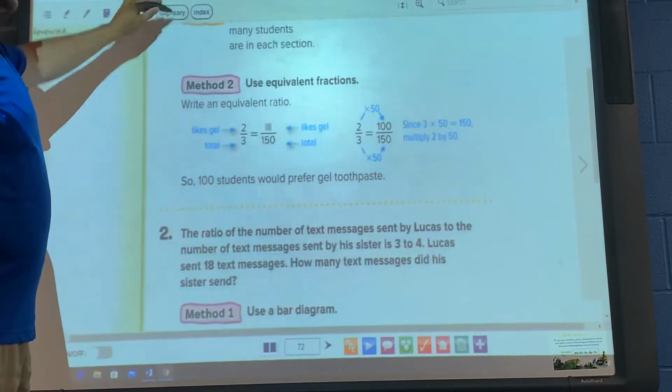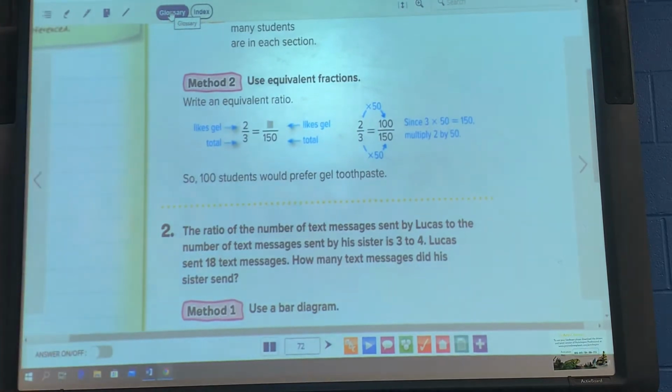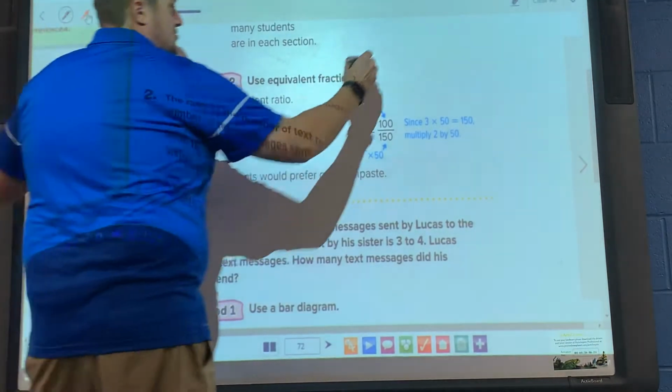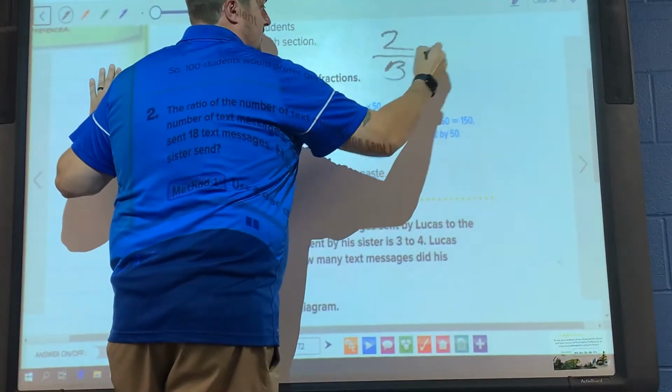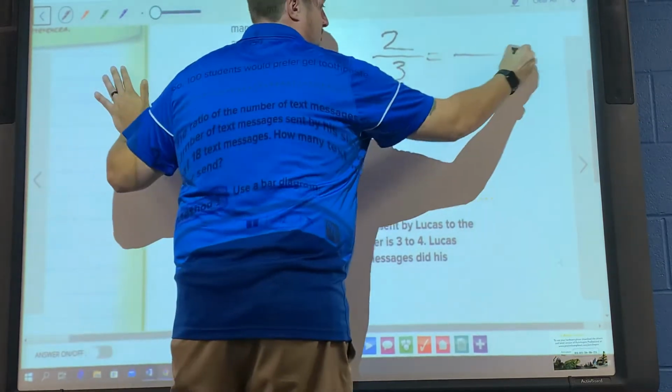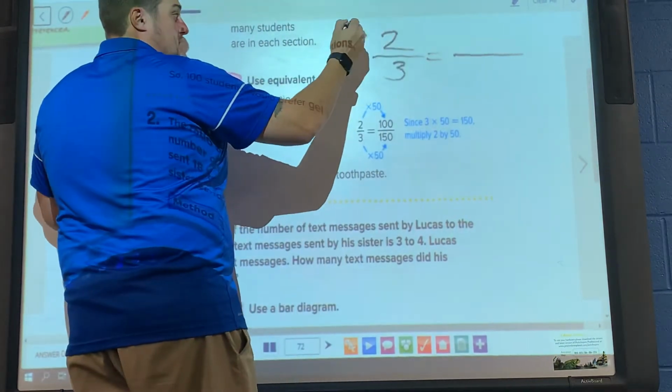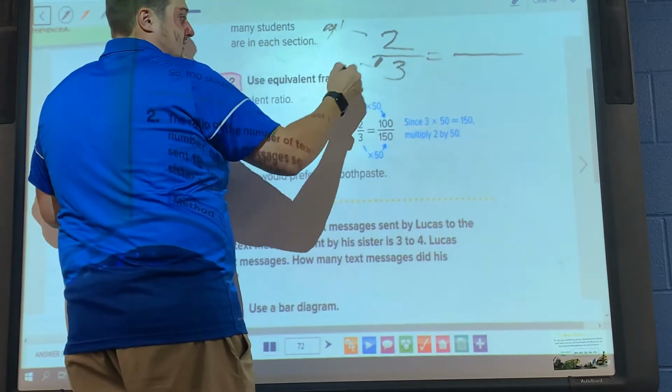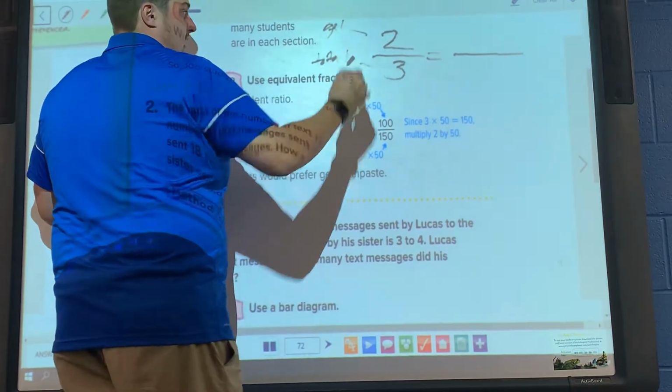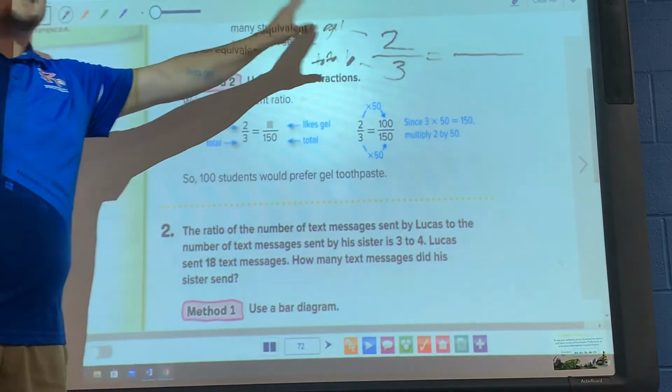The other way is to do the equivalent fraction way. What you would do is 2/3 equals, well, we don't know how many people. So this is the gel, this is the total. Whatever you put on top has to be the same in the second one.